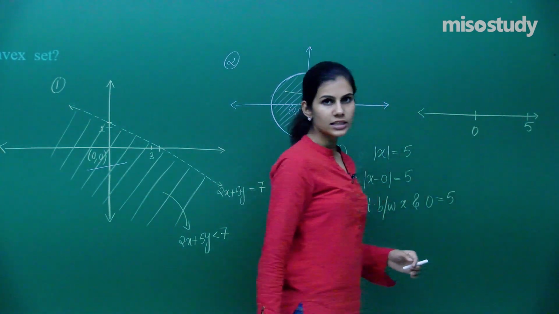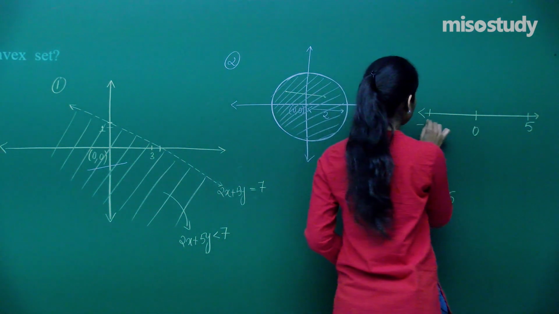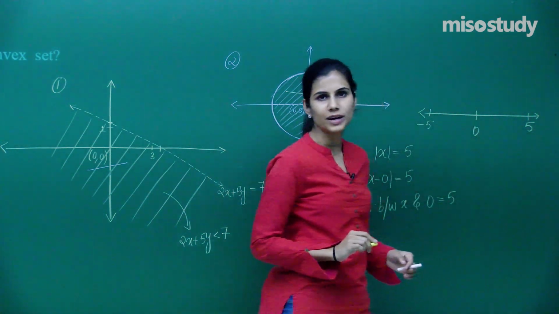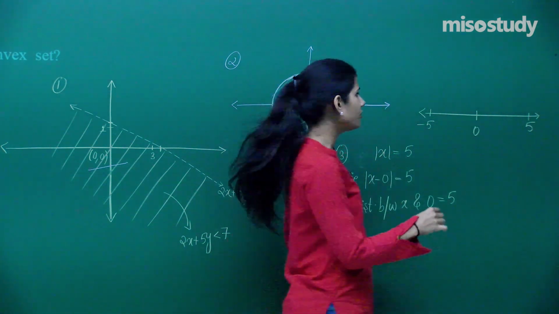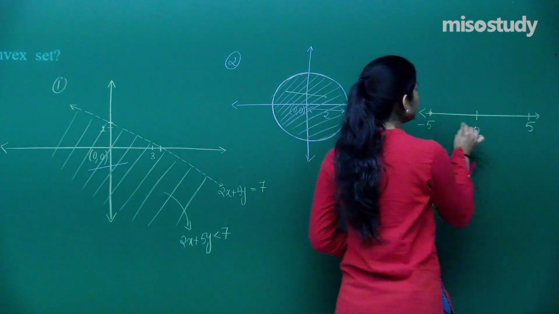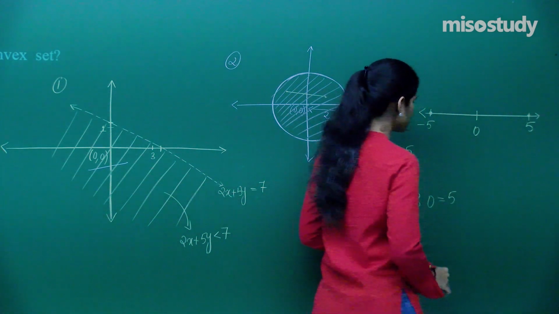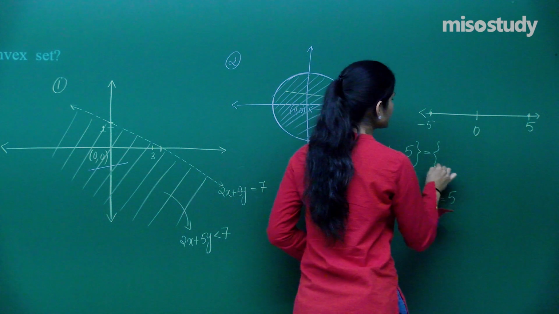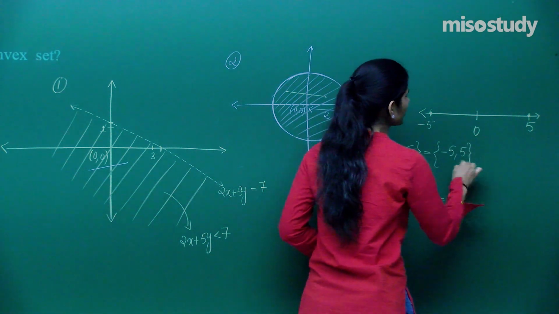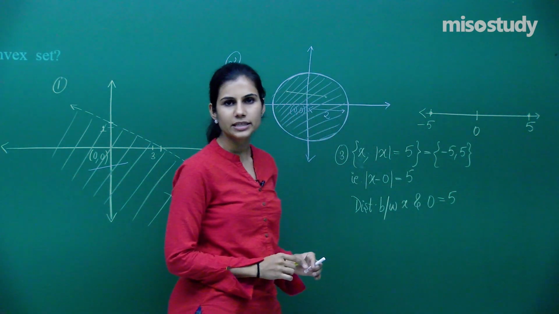Obviously 5's distance from 0 is equal to 5 and minus 5's distance from 0 is equal to 5, right? These are the only 2 points whose distance from 0 is equal to 5. So inside this set only 2 points will lie, 5 and minus 5. All those x such that mod x is equal to 5 is the set consisting of 2 points minus 5 and 5. Can this ever be a convex set?